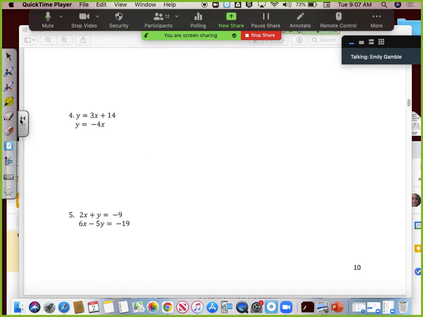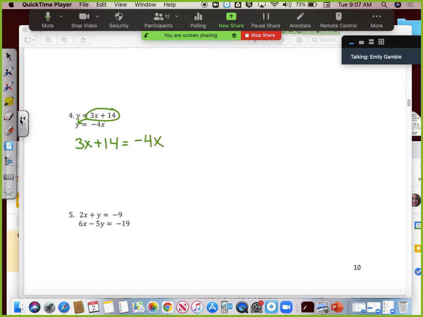All right, so number 4 is a little bit different because both of the equations are actually solved for y. So when you go to do the substitution step, it's kind of interesting because since y is equal to 3x plus 14 and y is also equal to negative 4x, what ends up happening is that you're going to be setting these equations equal to each other. You're going to take the 3x plus 14 in this one and replace it in for y in this one, so it's going to look like this. 3x plus 14 equals negative 4x.